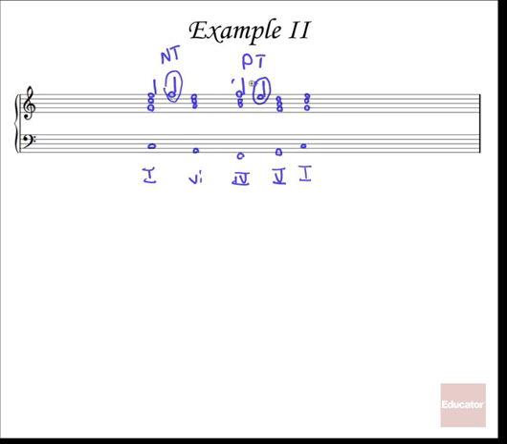And let's add some more neighboring tones. So what about this A staying on this A, so we can make a lower neighbor this time here. So here's a neighboring tone. Okay, that's good for this exercise.